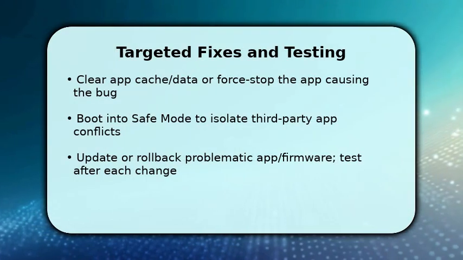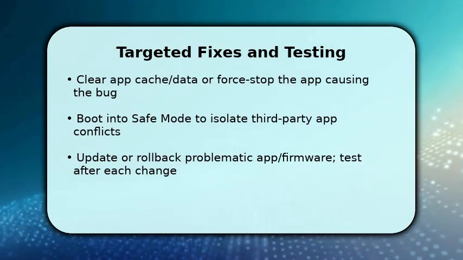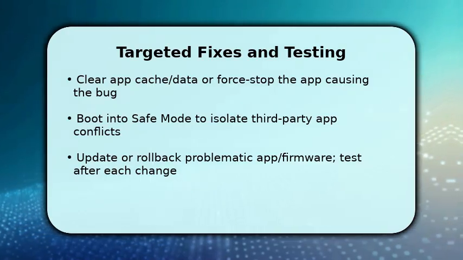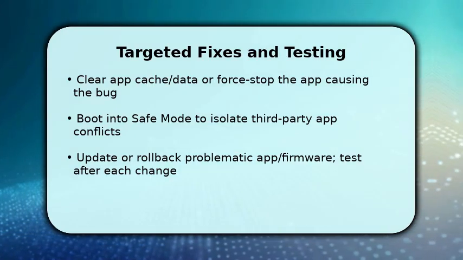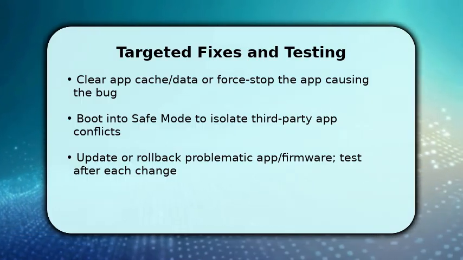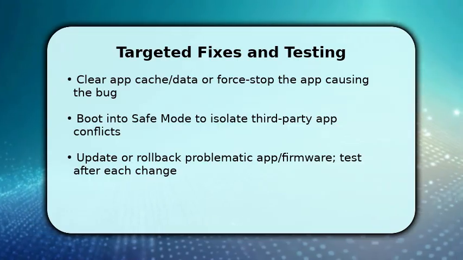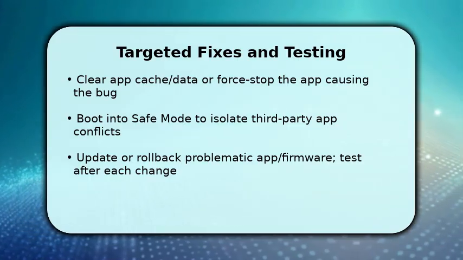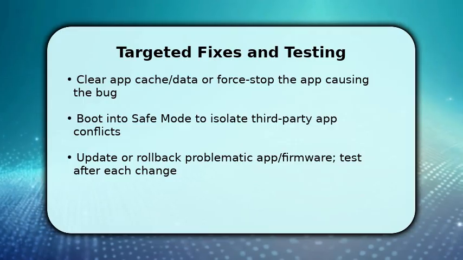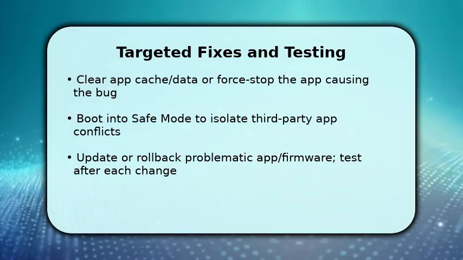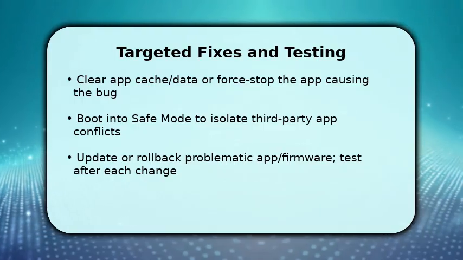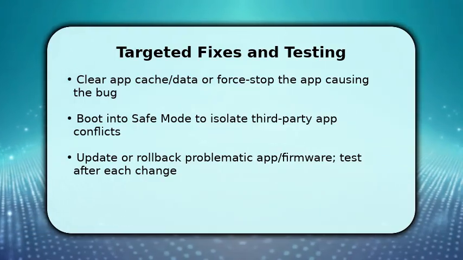Once done with diagnostics, isolate the failing component. Clear cache and data for the specific app, then force stop and relaunch it to see if behavior changes. If the problem could be system level, boot into safe mode to rule out third-party apps interfering. Make one change at a time, update the app or roll back to an earlier version if available, or apply the latest firmware patch if Samsung released one. After each action, reproduce the bug to confirm whether the fix worked or introduced new issues.